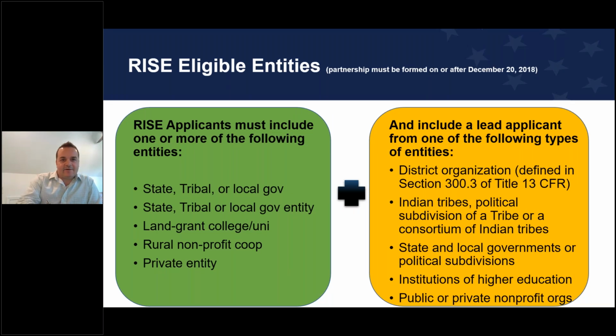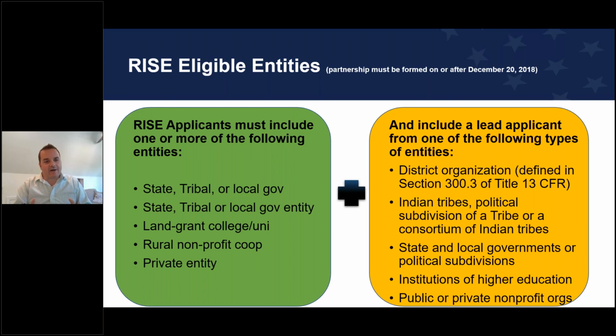So getting into details on my last comment, RISE eligible entities, they must be a partnership formed on or after December 20th, 2018. So why is that date significant? That's the date of the Farm Bill, when the Farm Bill was enacted. And we've received questions in this regard in terms of, I'm an entity that's older than December 20th, 2018, and that's fine. But what we're talking about is the partnership that's coming together to apply for the RISE grant. So this partnership forms, they form their partnership and they have an agreement in place, and that must be formed on or after December 20th, 2018.